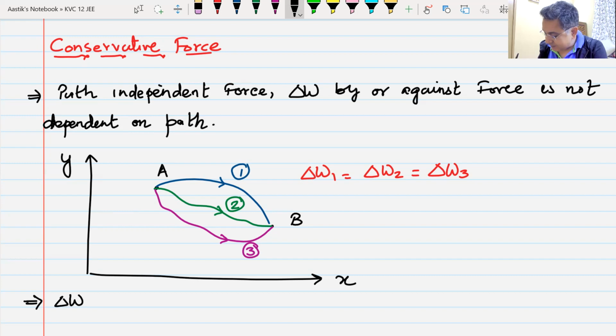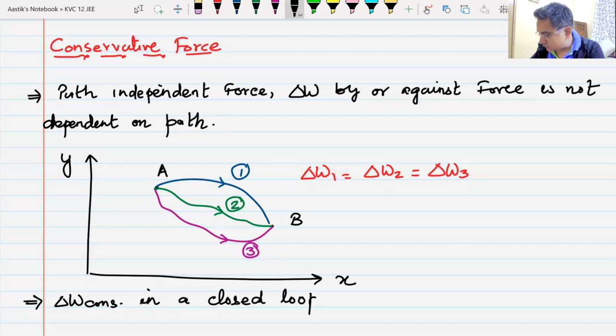Work done by this conservative force in a closed path, a closed loop, is how much? Zero. Does it remind you of something? Work done by this conservative force in a closed loop is zero. Does it remind you of something?